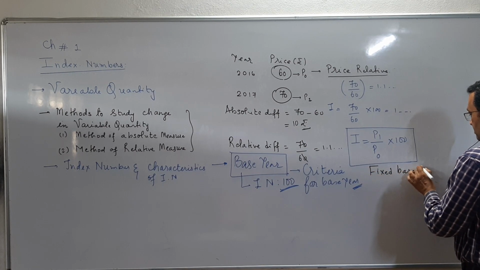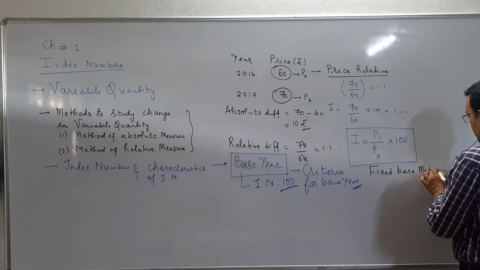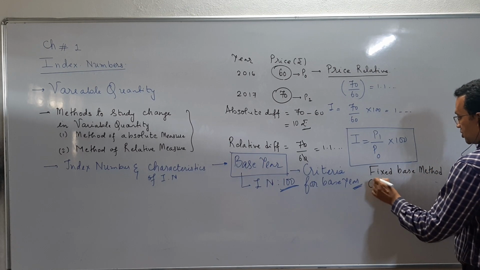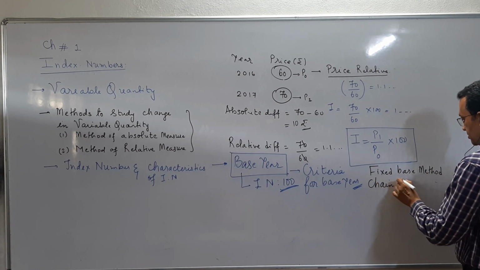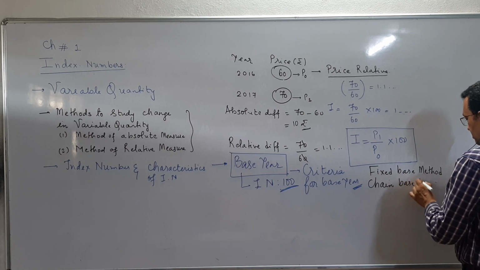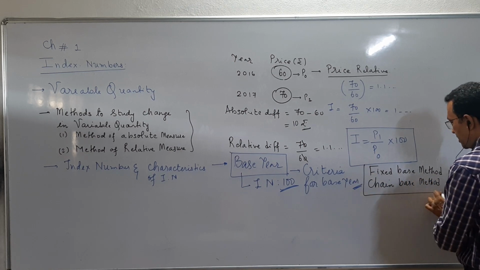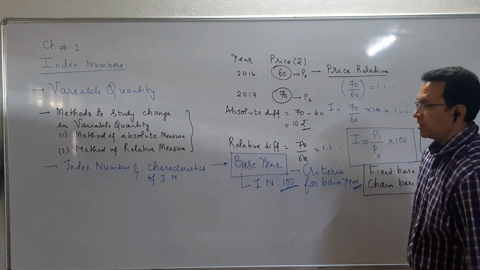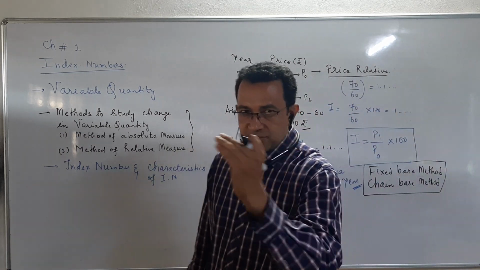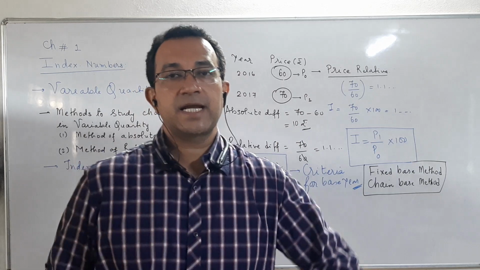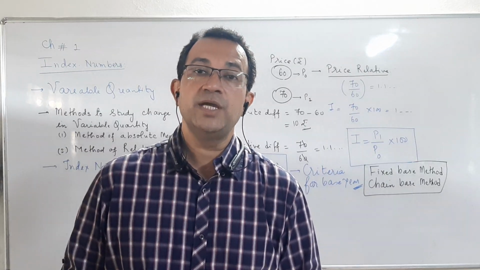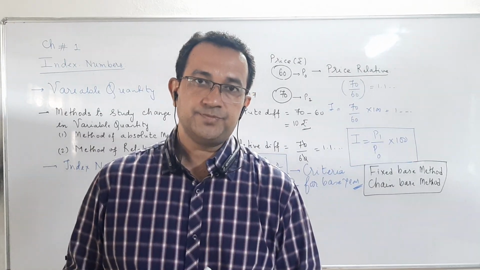Fixed base method. And the other is chain base method. How many methods, students, are there to select a base year? Then we have two methods. First is fixed base method, and the second is chain base method.